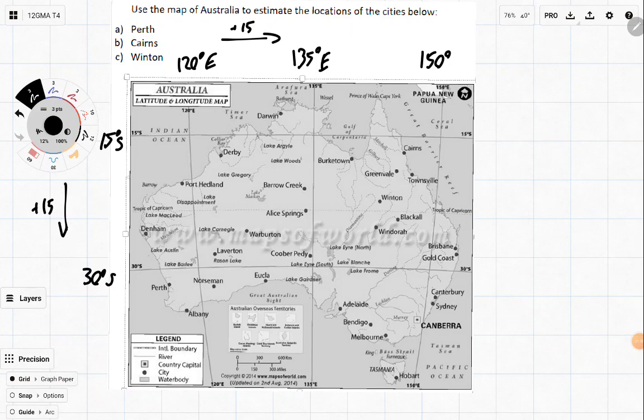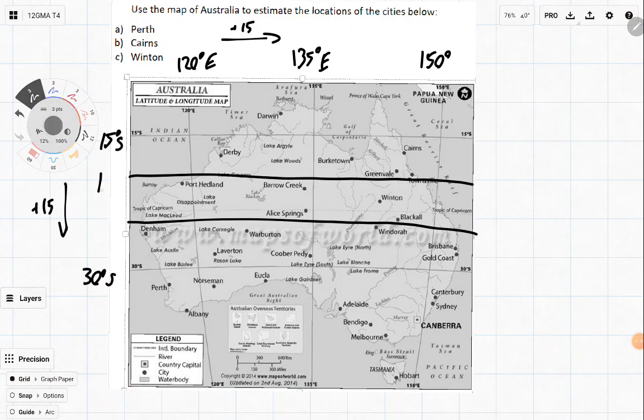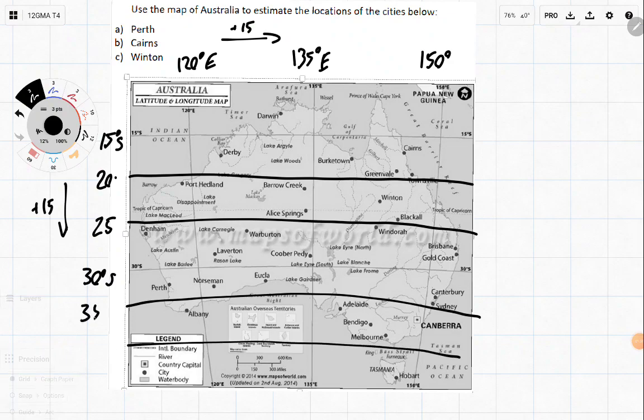So we can draw in our third lines to actually get a judgment of approximately where 20 and 25 are along here. And we can continue this along. We can have 35 and 40. Alrighty, and similarly we can do the same thing over here. Break the 15 down into 5s and we can kind of get an idea of where these lines are.